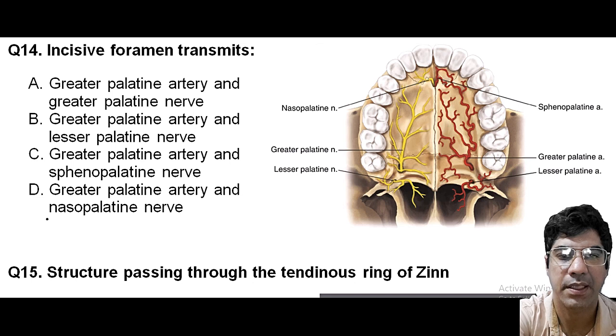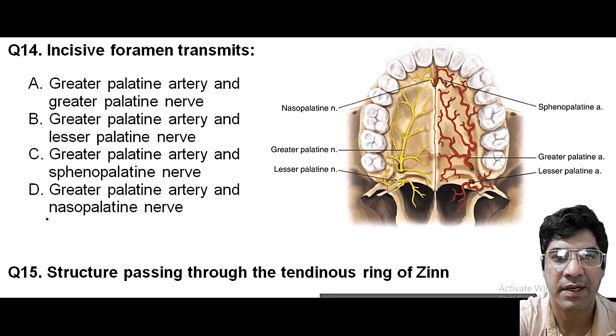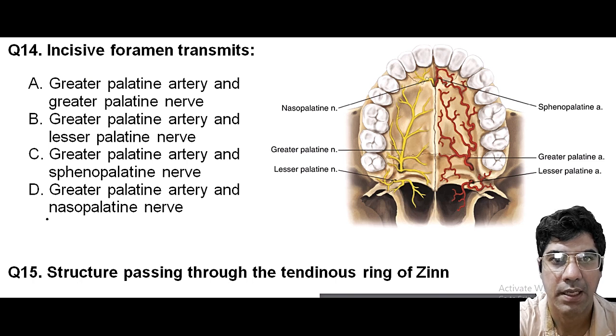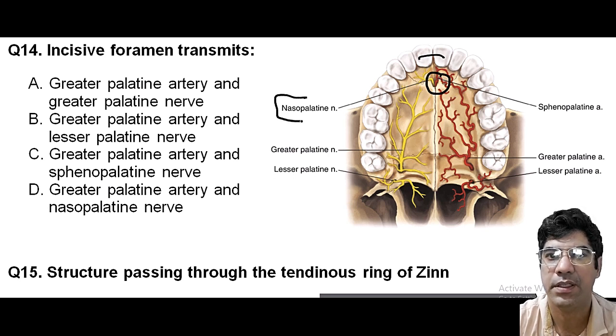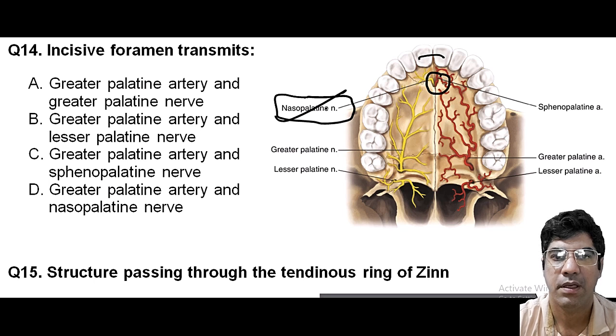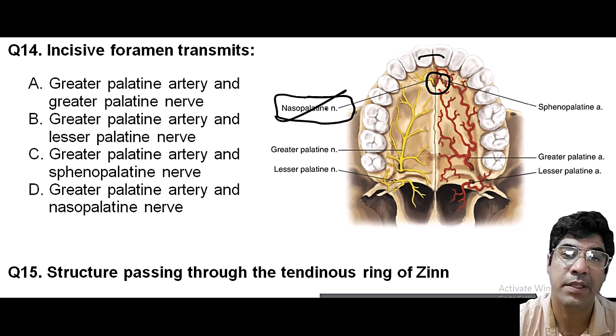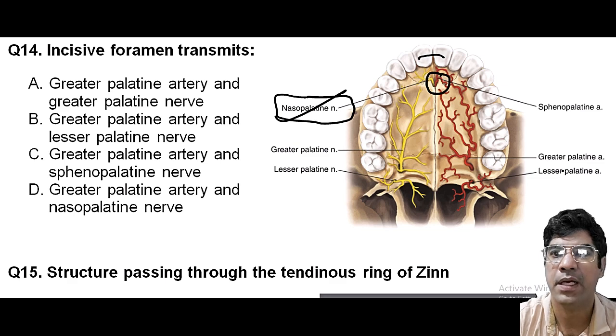Incisive foramen transmits, well, the incisive foramen will transmit greater palatine artery and the nasopalatine nerves. So this foramen is located behind the central incisors in the incisive fossa of the maxilla. The nasopalatine nerve is responsible for providing sensory innervation to the anterior part of the hard palate, including the mucous membrane, along with the greater palatine artery.